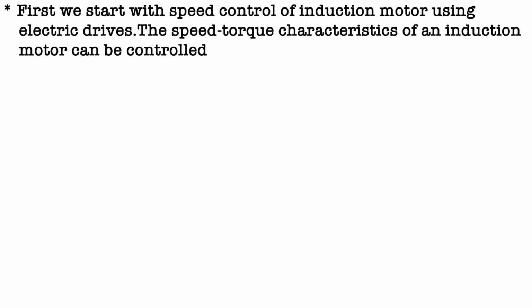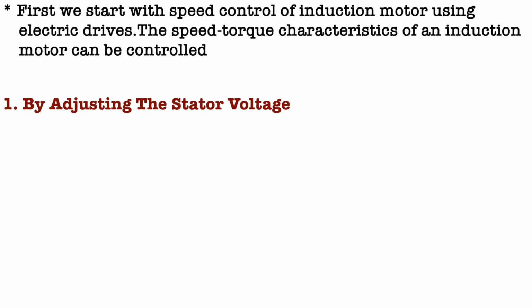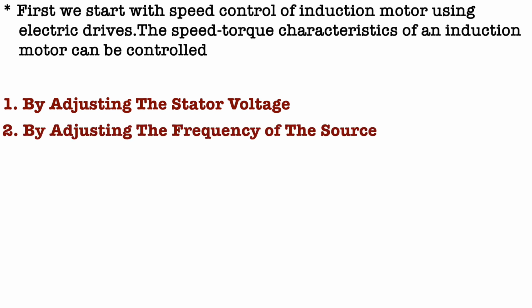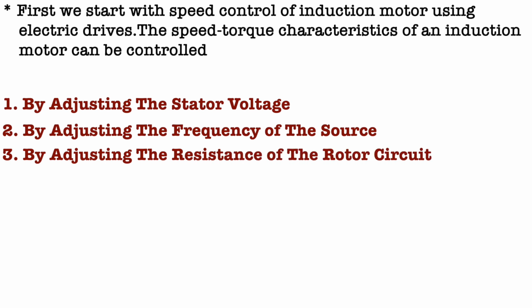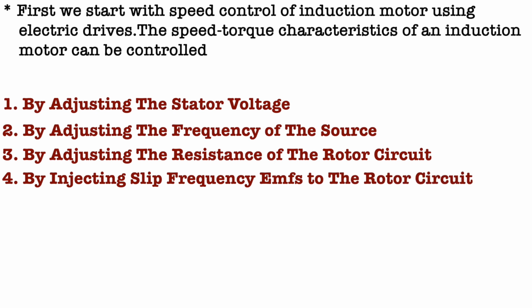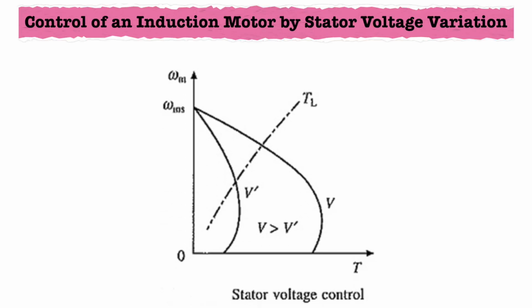The various methods of speed control through semiconductor devices are as under. First, by adjusting the stator voltage. Second one is by adjusting the frequency of the source. Third one is by adjusting the resistance of the rotor circuit, and last one is by injecting slip frequency EMF to the rotor circuit. So, first we will see control of the induction motor by stator voltage variation.